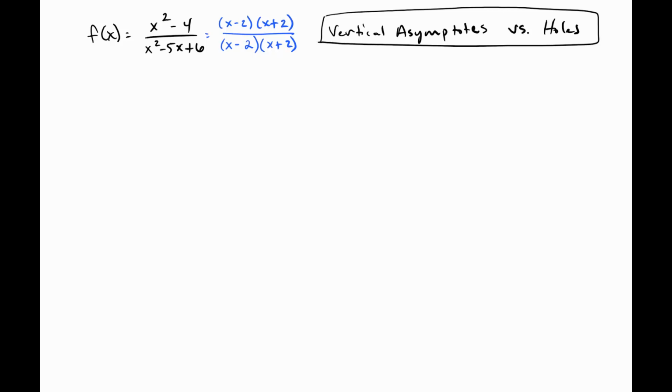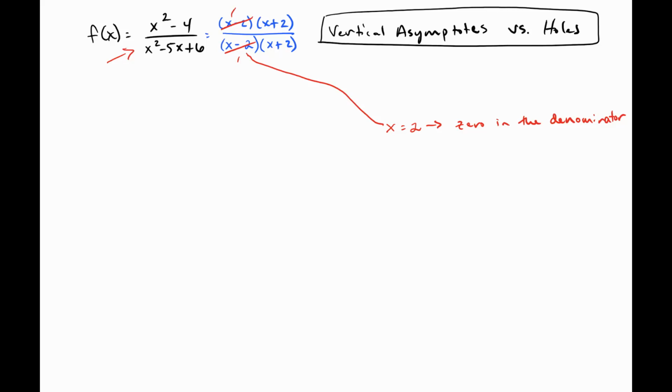Now, the thing we want to keep in mind is this is our function. So if we simplify out this x minus 2 on the top and bottom, we can't just ignore the fact that x equals 2 gives us a 0 in the denominator. Okay, so it is a domain restriction. However, it is not a vertical asymptote.